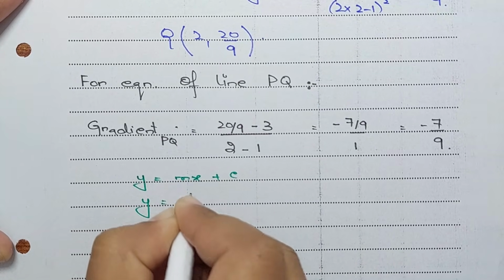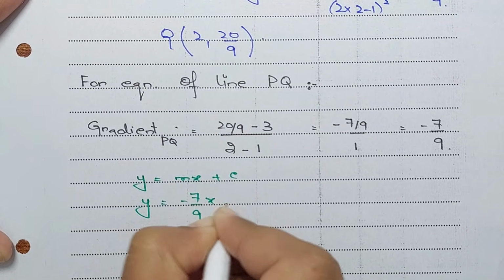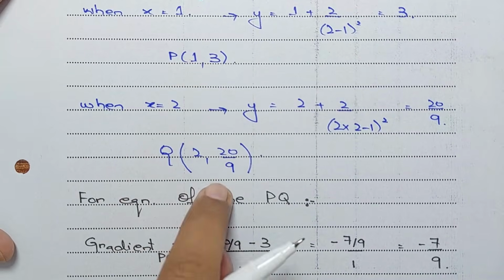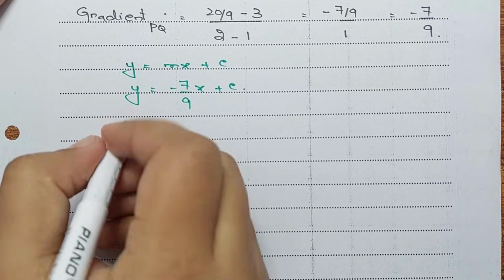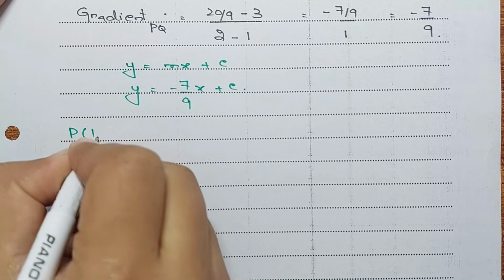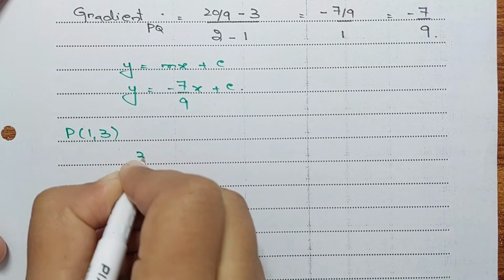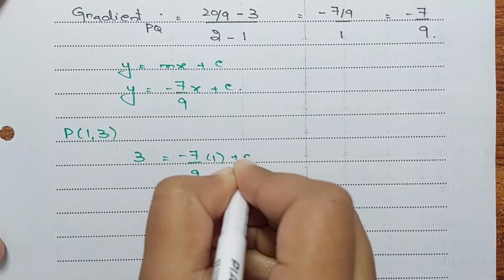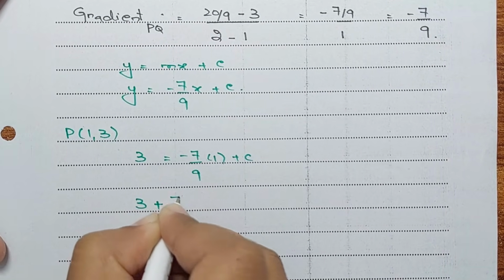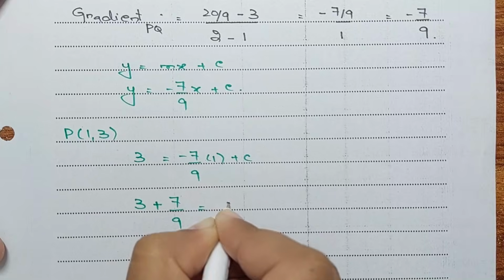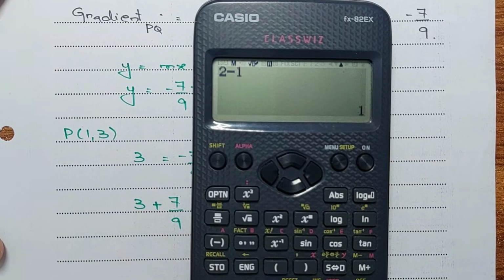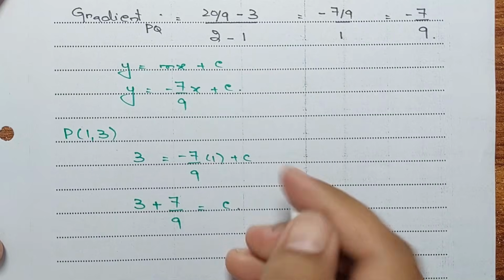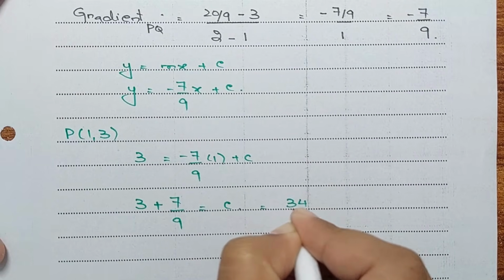y equals m, which is minus 7 over 9, x plus c. To get the c value, you can use the coordinates of P or the coordinates of Q. This is up to you. So if I use the coordinate of P, which is (1, 3), y is 3, the x value is 1, plus c. So 3 plus 7 over 9, this is your c. Okay, so 3 plus 7 by 9 is 34 over 9. The c value is 34 over 9.